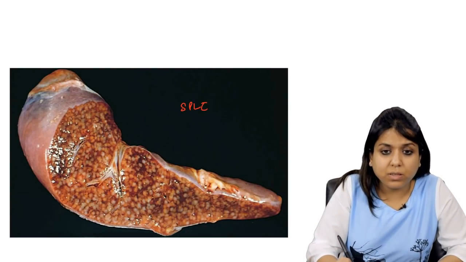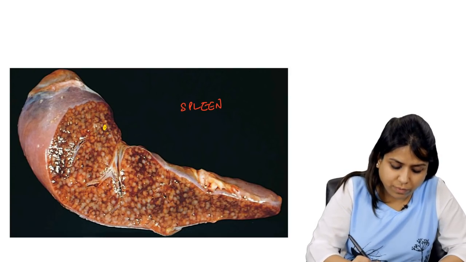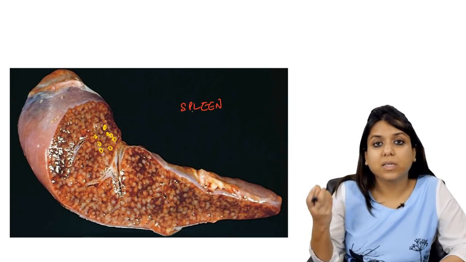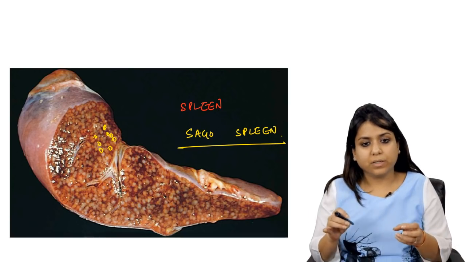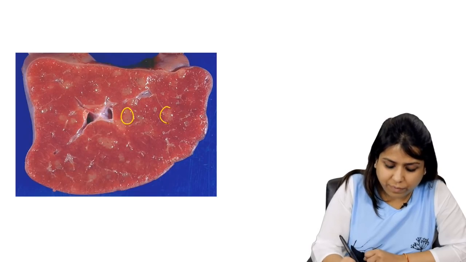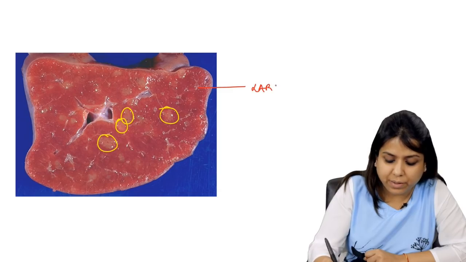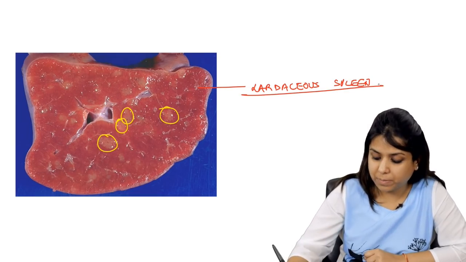Now, this is a spleen, students. In this spleen, you can see a lot of these whitish granules. These whitish granules look like sago grains or sabudana. This is called sago spleen. When follicles are affected, it leads to sago spleen, and when splenic sinuses are affected, it produces large geographical map-like areas, and that is called lardaceous spleen.